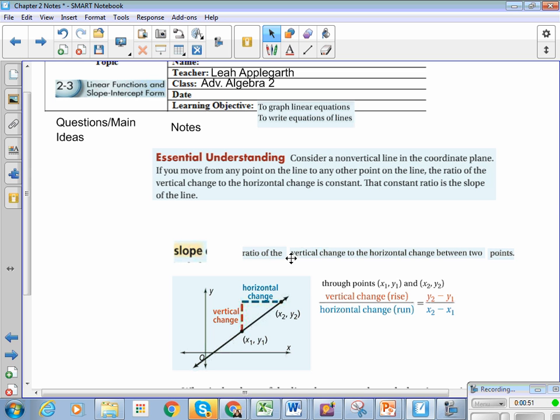Slope is the ratio of the vertical change to the horizontal change between 2 points. Make sure you write the definition down. And just for fun, you can either put 2 stars or a flower next to the word slope. I'll let you decide. A flower or 2 stars next to slope.